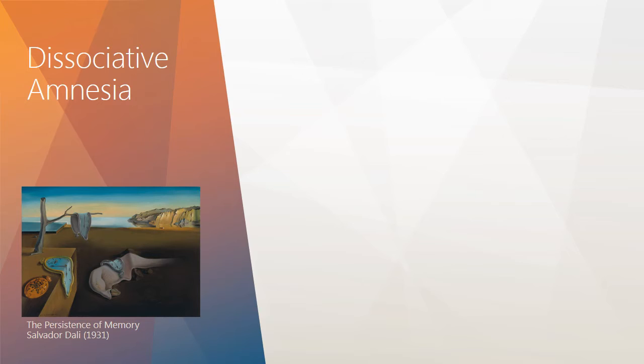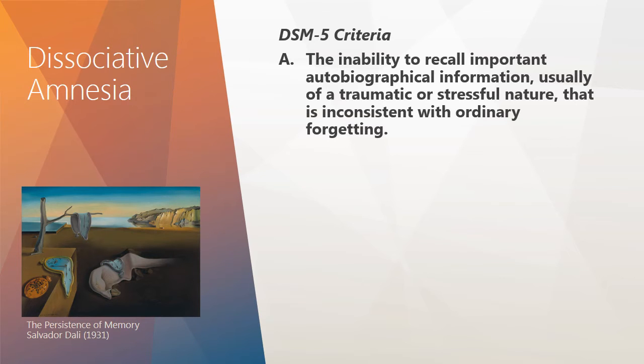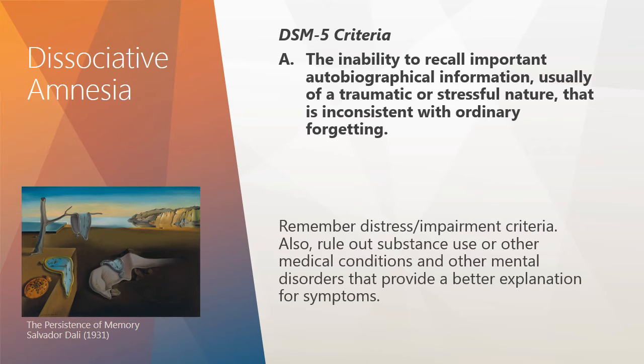We've learned about several types of dissociative amnesia, and in order to make this diagnosis, we need to refer to the DSM-5 criteria. The main one is the inability to recall important autobiographical information, usually of a traumatic or stressful nature, that is more than just ordinary forgetting. Also, we need to have clinically significant distress or impairment. And first, we need to rule out substance use or other medical conditions and other mental disorders that provide a better explanation for the symptoms that we observe.